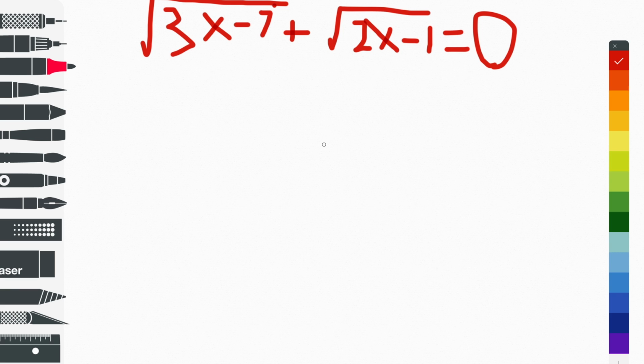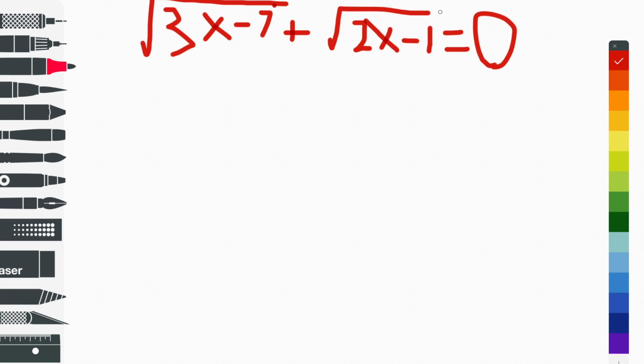I'm Ethan Kwan, and today I'm going to be showing you how to solve this equation, which is the square root of 3x minus 7 plus the square root of 2x minus 1, all equaling 0. So how would we solve this?